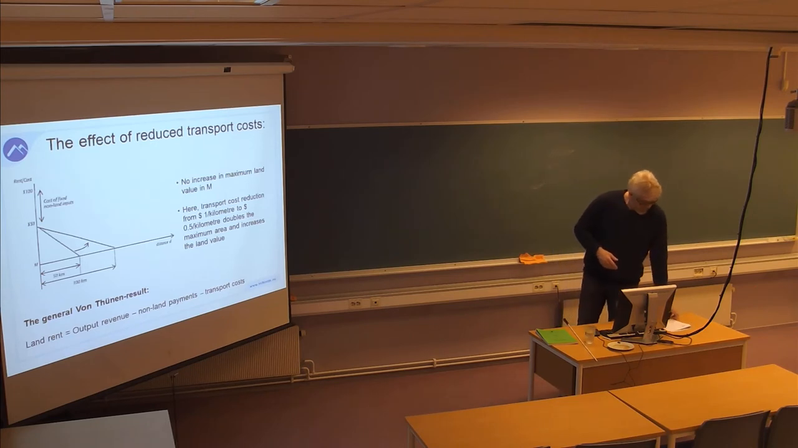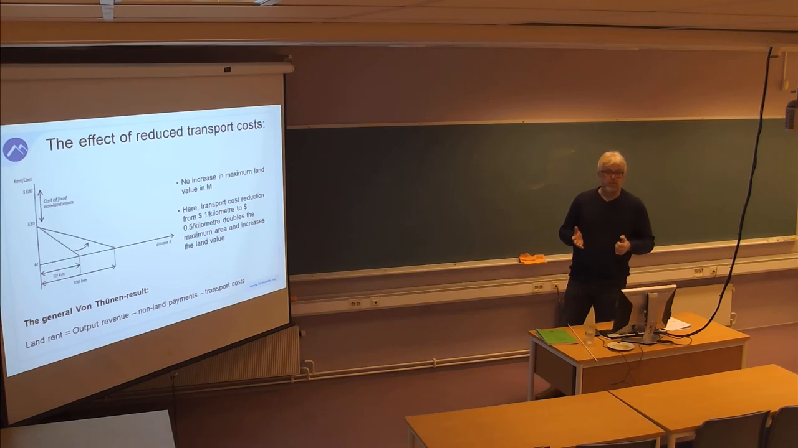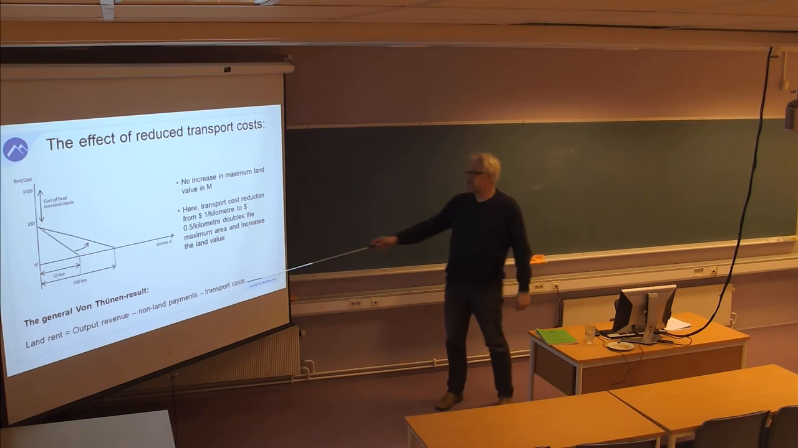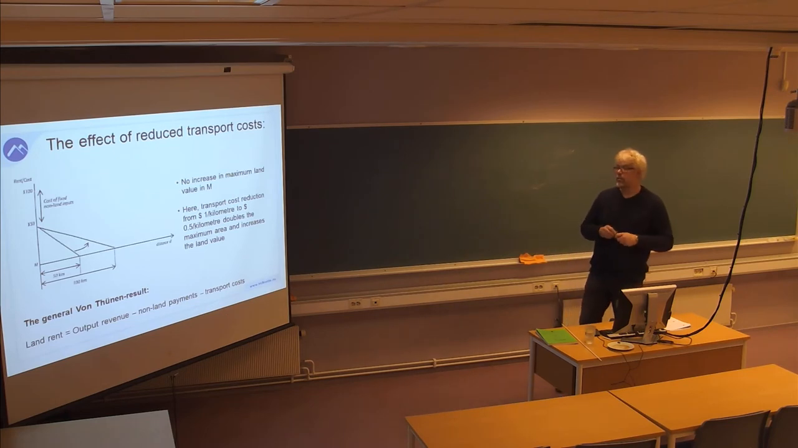So what remains here as land rent is then the revenue from the outputs minus non-land payments, technology and labor, if you are running a company, and minus the transport costs. This is applied to the production sector. But I will show you later on that it can also be applied to the private sector, how people choose to locate themselves, when we turn to the bid rent model.